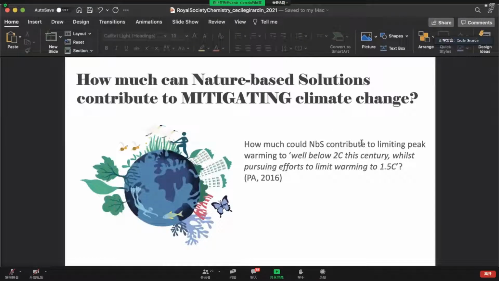We've been looking at this question with a bunch of scientists from around the world who didn't necessarily see eye to eye when we started asking the question: how much can nature-based solutions contribute to mitigating climate change? Again, looking at this in a context relevant to the Paris Agreement, which says keeping peak warming, which is the maximum warming the world will get to, well below 2 degrees this century, whilst pursuing efforts to limit warming to 1.5.